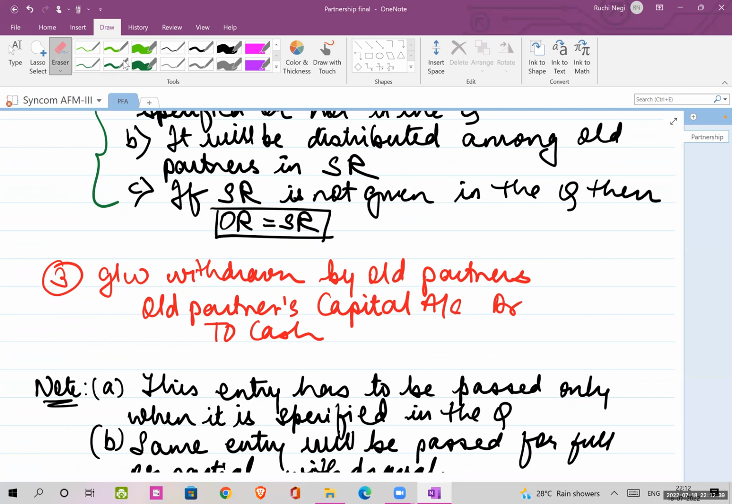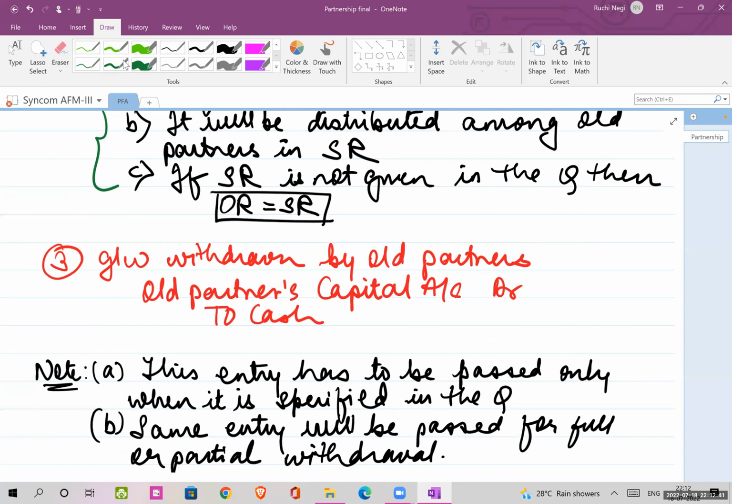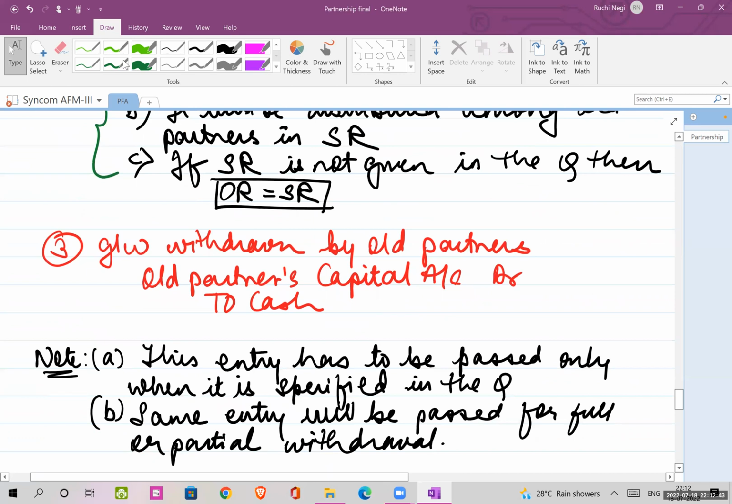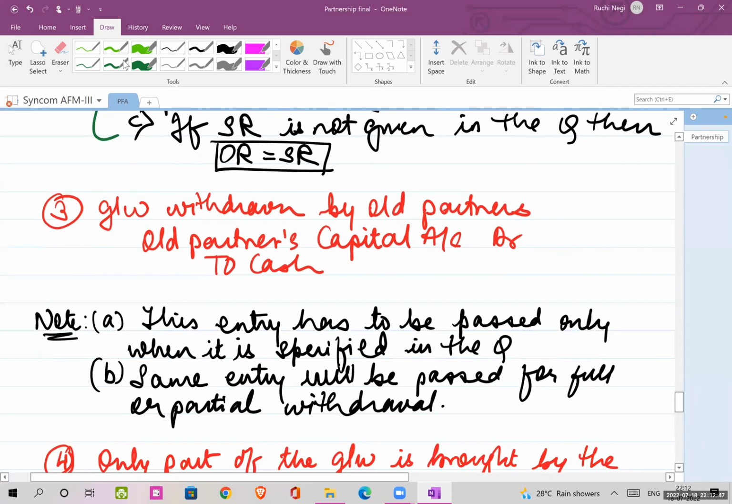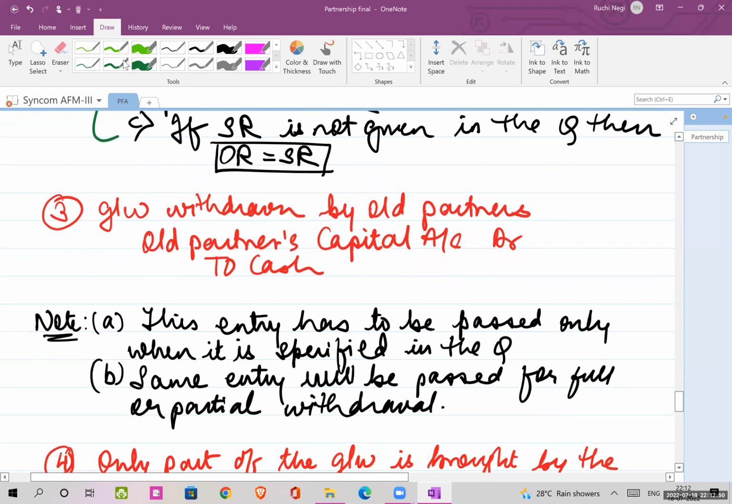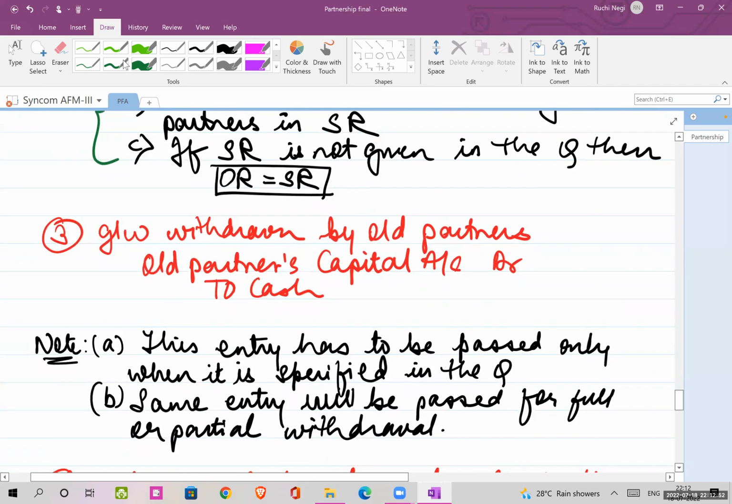So the journal entry will be old partners capital account debit to cash, because this is goodwill brought in cash. So the withdrawal will also be old partner's capital account debit to cash. So when you are passing the third entry, this is the note that you have to keep in mind. I've written this entry, entry number 3. This entry has to be passed only when it is specified in the question. As I said earlier, same entry will be passed for full or partial withdrawal of goodwill.